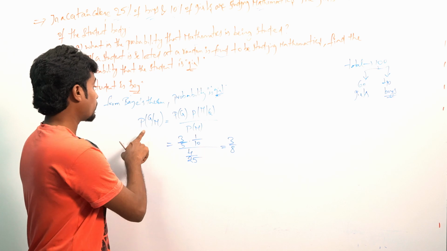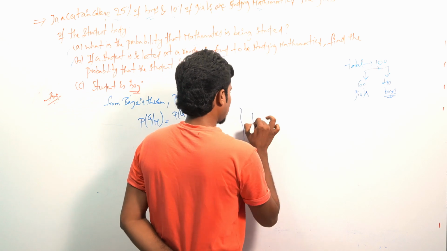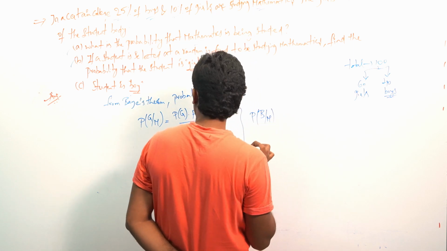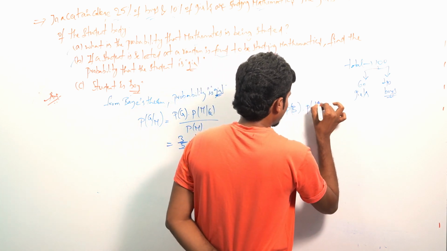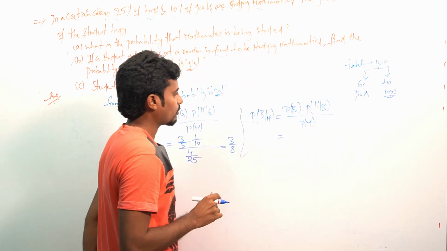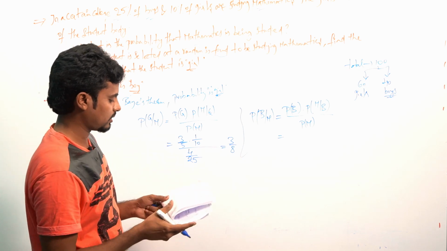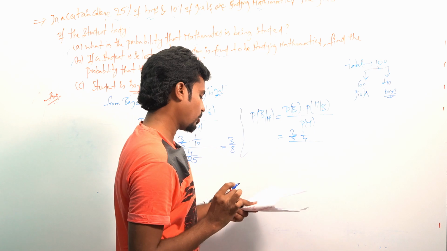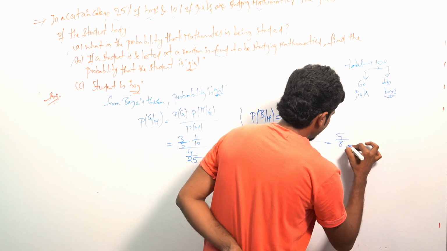This is the probability that the student is a girl given studying mathematics. Similarly, if you take P of B by M, this will be P of B into P of M divided by B, divided by P of M. What will be the value of P of B? P of B will be 2 by 5, right? 2 by 5 into 1 divided by 4, divided by P of M which is 4 divided by 25. That will be equal to 5 divided by 8.